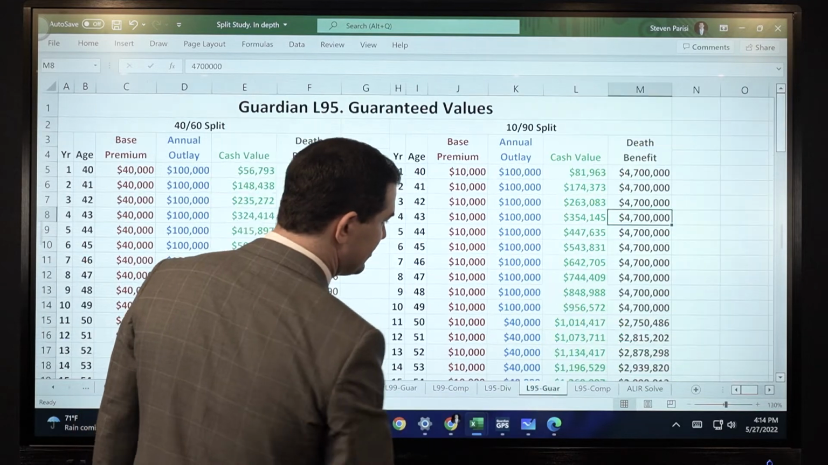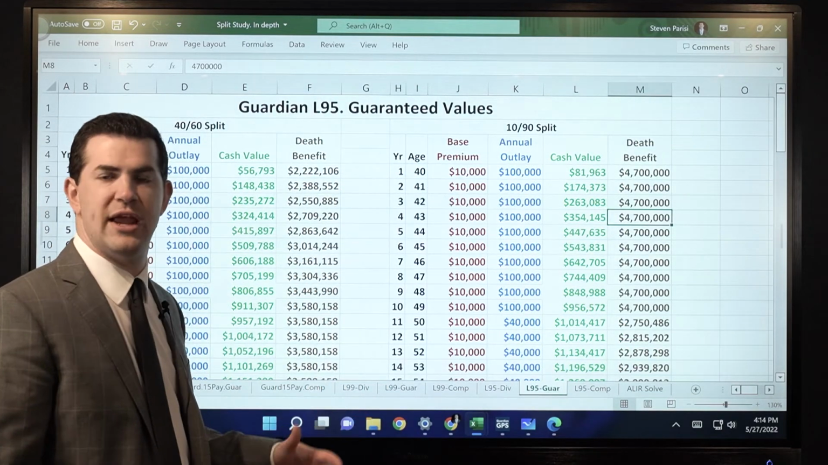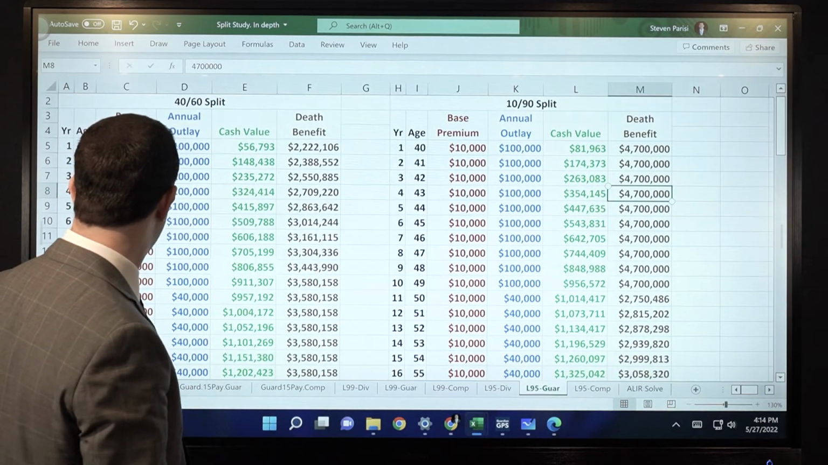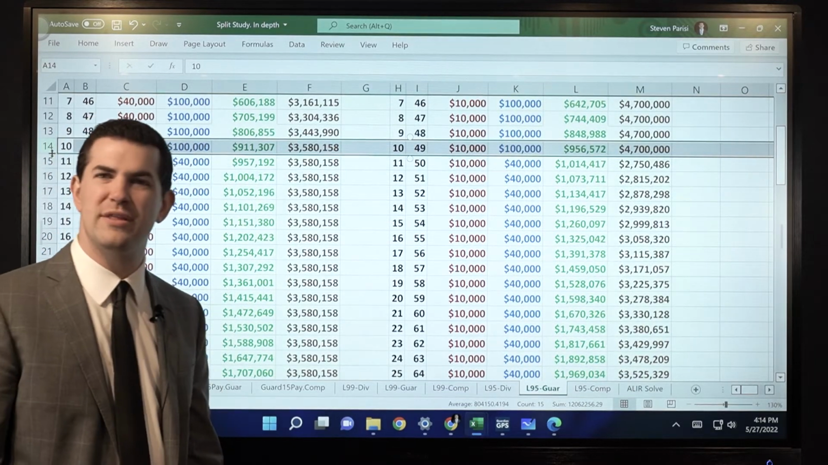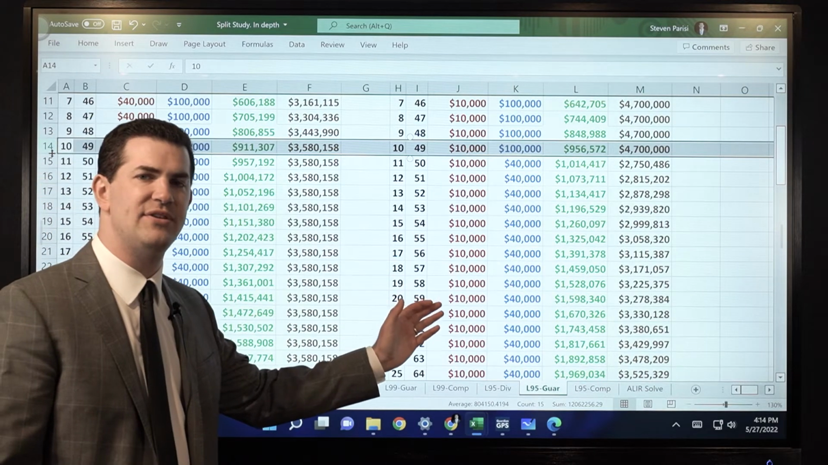Let's look at the guarantees. So, no dividends because we're looking at a worst case scenario, just the guarantees in this particular example. Same thing, 100K for 10 years. By year 10, what do you see? About a $40,000 difference. 4060 has 911, 1090 has 956.